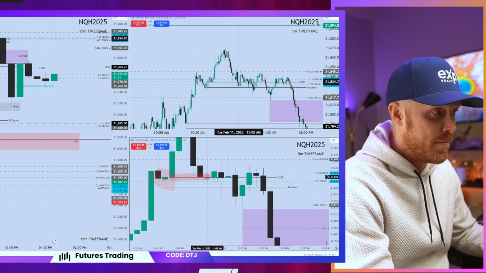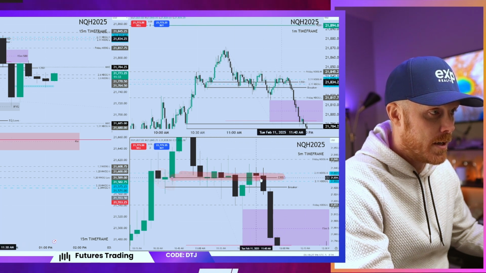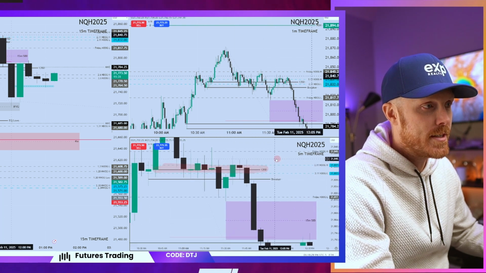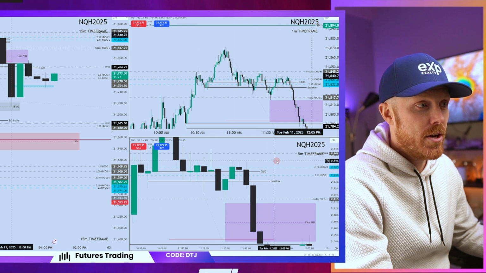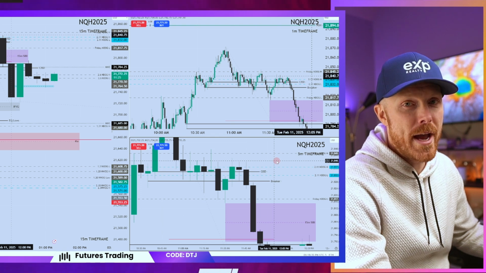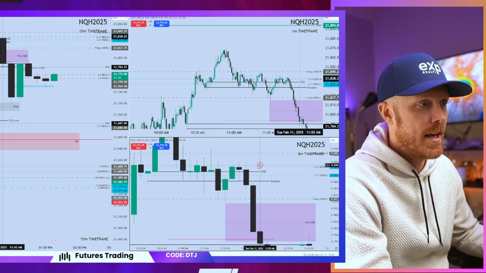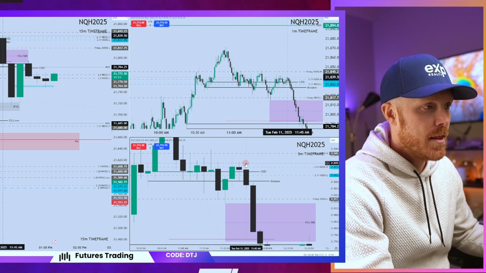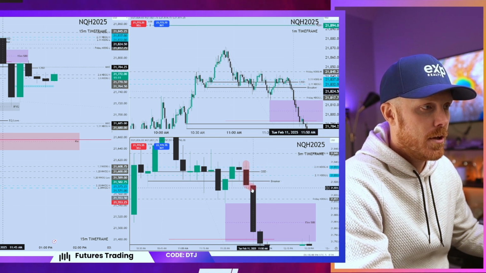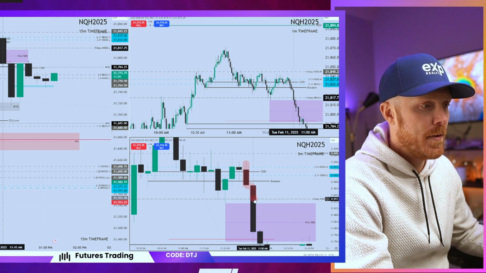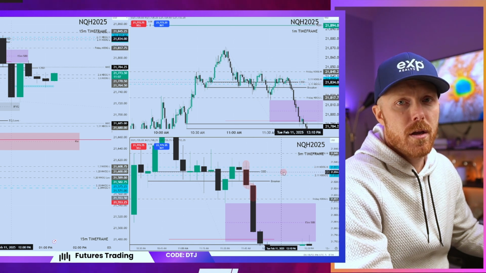I have a 5-minute change in state of delivery right here. And then the last criteria is time. The criteria of time is in the form of macros. Macros are a period of time. In this case, what time is this? This is 11:45, which is 15 minutes before noon.